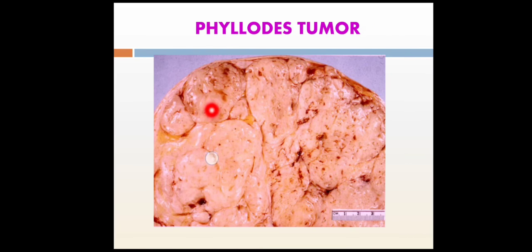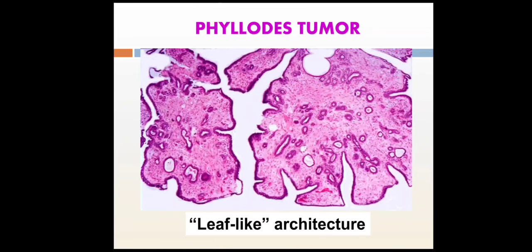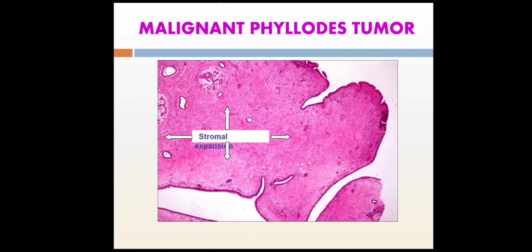Now phyllodes tumor, so this is the gross. These are characteristic cleft-like spaces present in the phyllodes tumor. This is also a well-circumscribed tumor. Microscopically, we see leaf-like architecture of the tumor tissue. And here you are seeing the acini, the ducts. And there will be leaf-like projection of the stroma into a cystic space, which will be lined by bilayered epithelium.